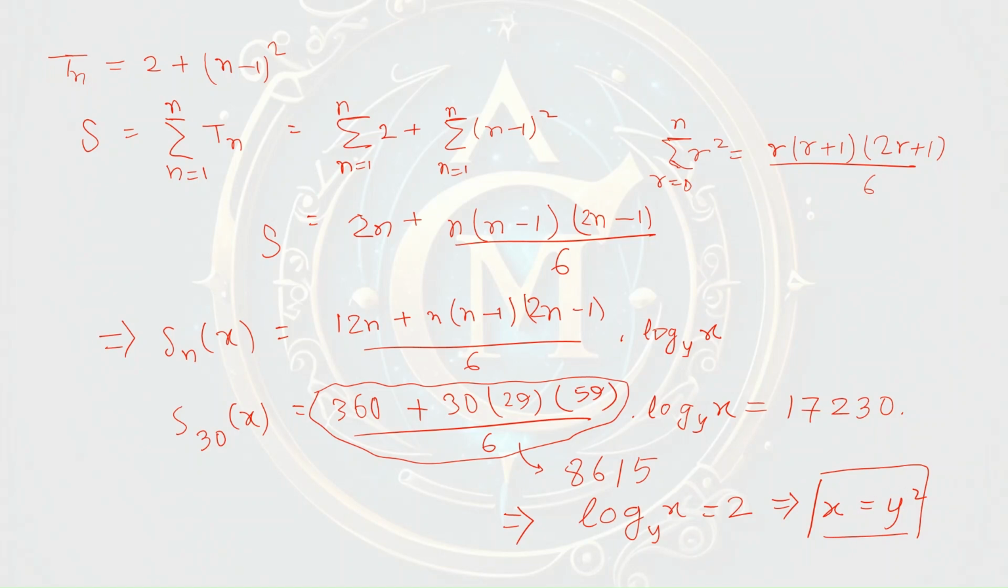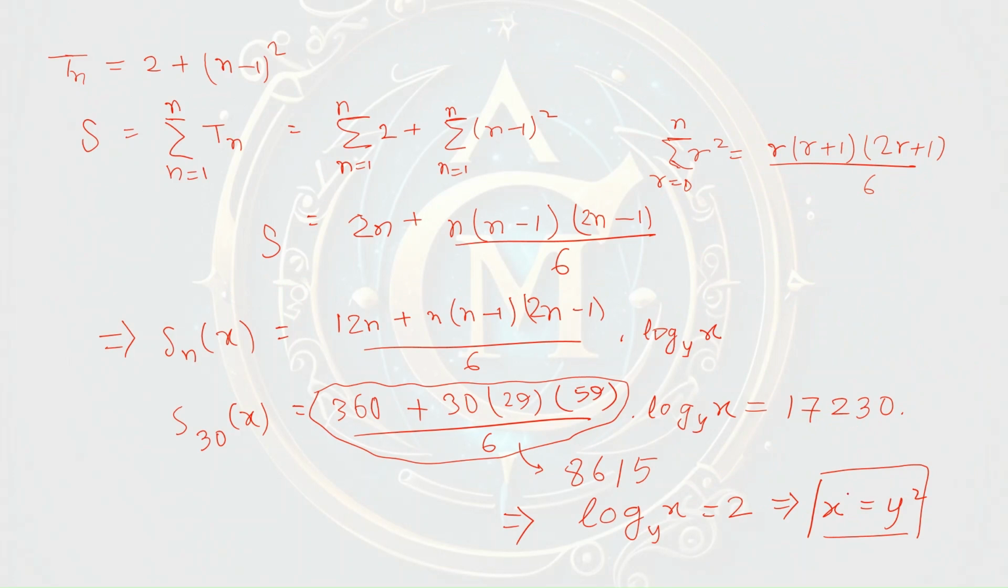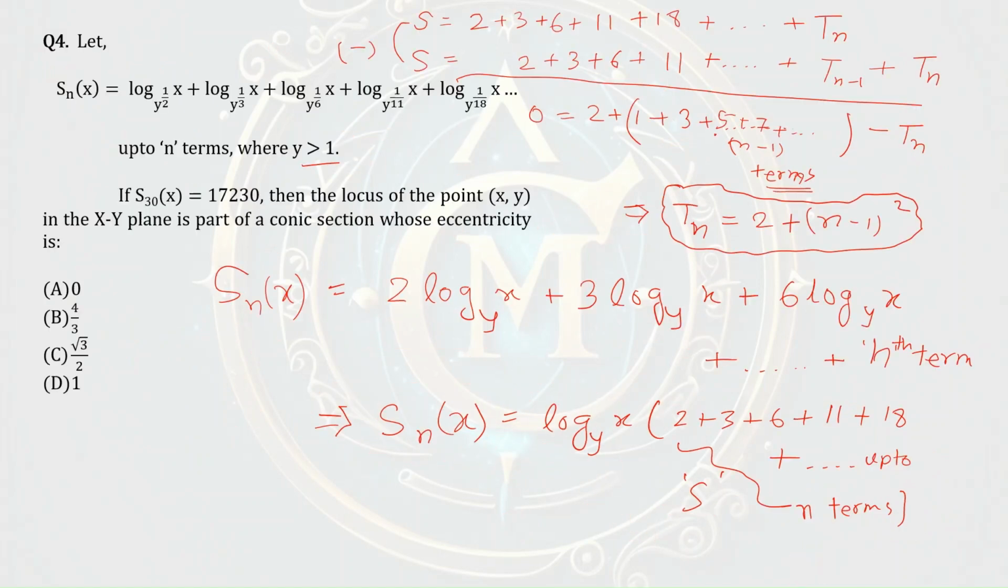Now notice the domain here. So y is strictly greater than 1. That means this equation is a part of a parabola. That means eccentricity of this parabola is 1. This will be our answer, which means option D will be the correct option. I hope you all understood this question.